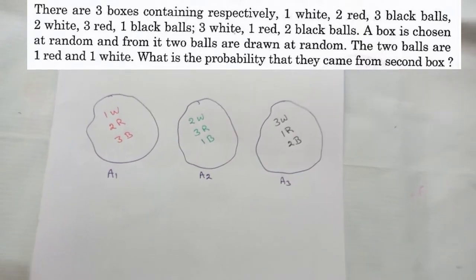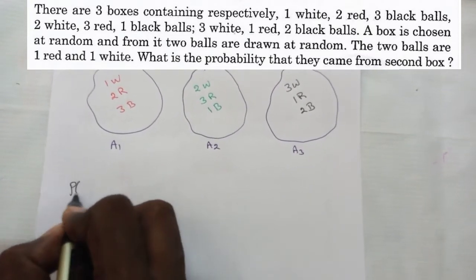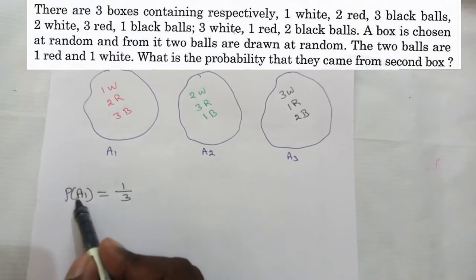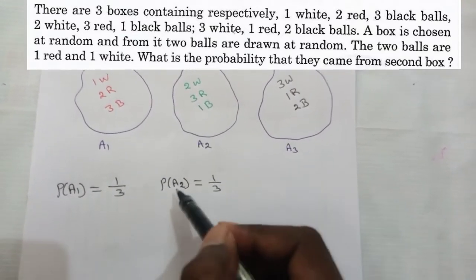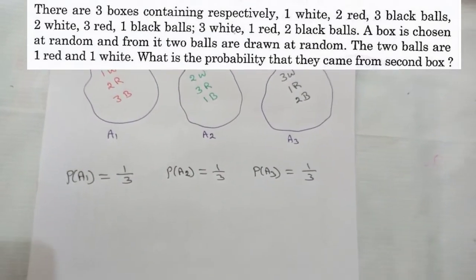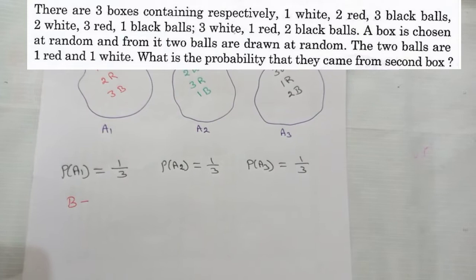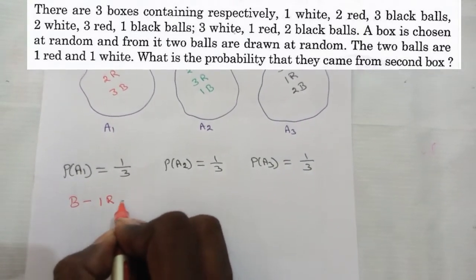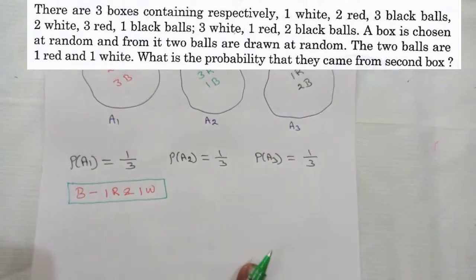So we have to choose randomly one box. The probability of choosing boxes is P of A1 is 1 by 3 because there are 3 boxes and we are choosing one. P of A2, choosing the second box, is also 1 by 3. P of A3 is also 1 by 3. Now I am going to take B. B is the event of choosing 2 balls, 1 red and 1 white. This is very important.